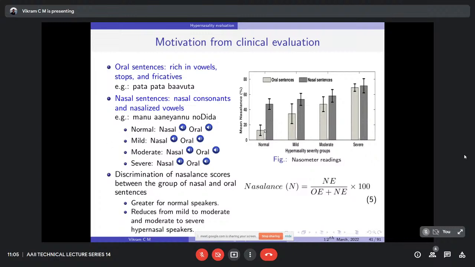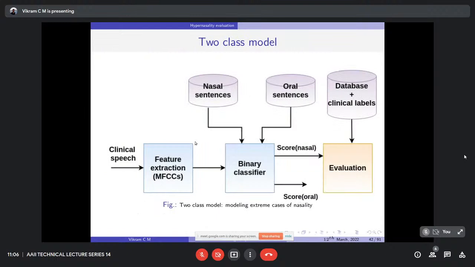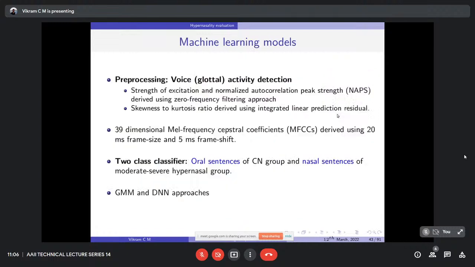So we have two different sets of data. One is the normal model, computed from the oral sentences. The other is the nasal model, computed from the nasal sentences of the moderate to severe hypernasal speakers. Once we have the data, we develop a binary classifier, which classifies the nasal and oral data. The posterior probability computed for the nasal model is almost correlated with the clinical levels of hypernasality.